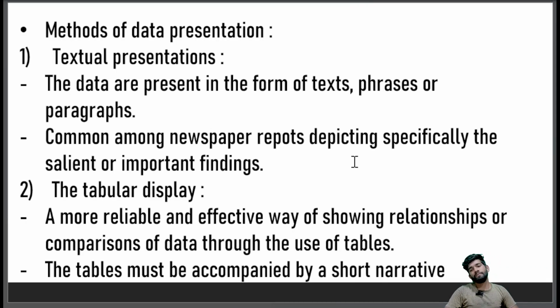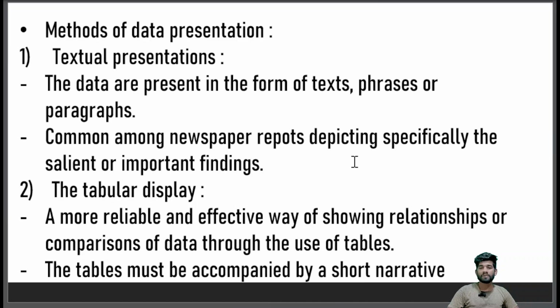Then the first point is methods of data presentation. First method is textual presentation, where the data are presented in the form of text, phrases or paragraphs. It is common among newspaper reports, depicting specifically the salient or important findings. Okay. The textual presentation method is not only used in newspaper reports, it can be used in many things, but it is common in newspaper reports, depicting specifically the salient and important findings.